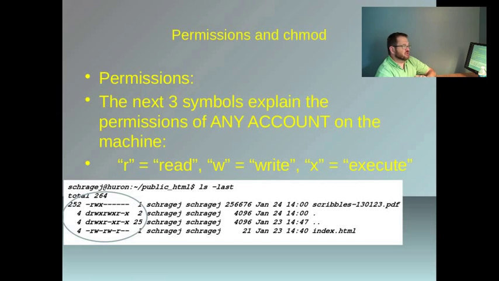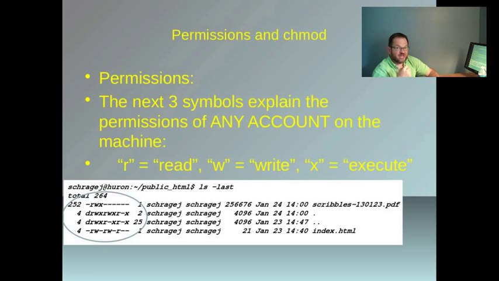The last three symbols are the most important ones because those last three symbols explain the permissions of anybody for that machine. Read, write, and execute. Including somebody you have no idea who they are. They're just somebody who's browsing your computer using the web. Okay? If there's an R on those last three digits, that means that somebody outside can read that file.